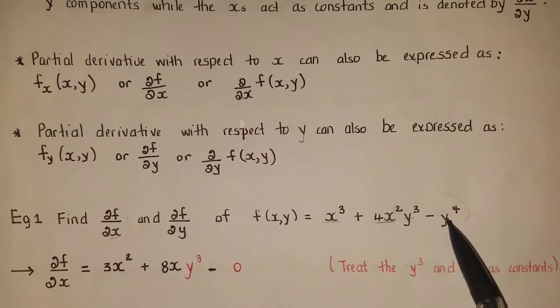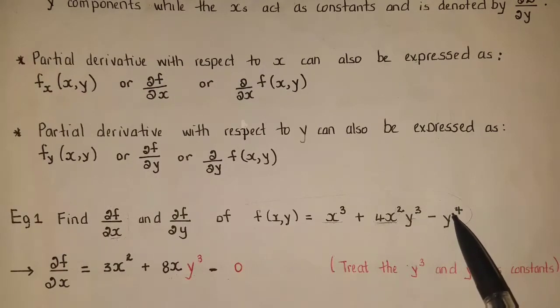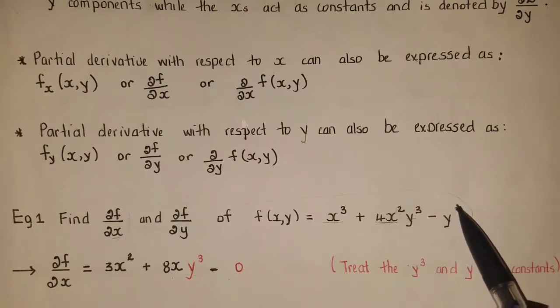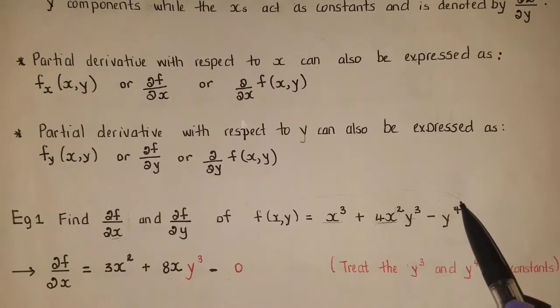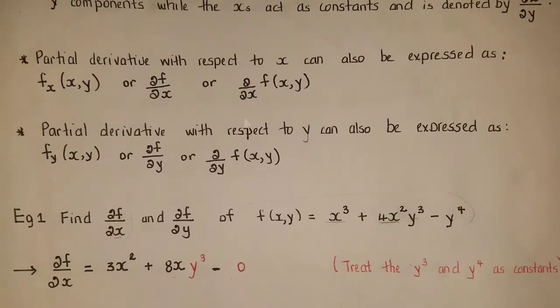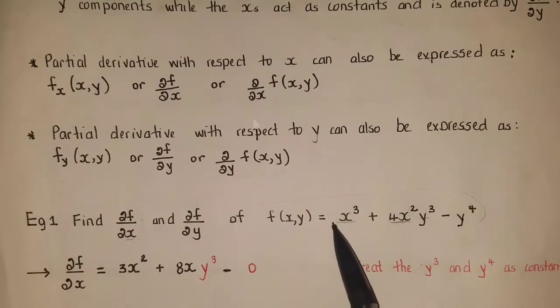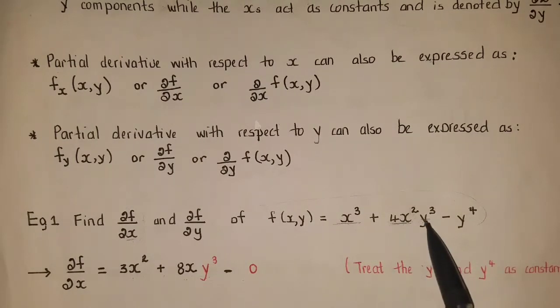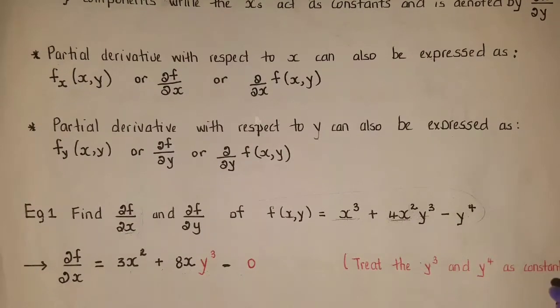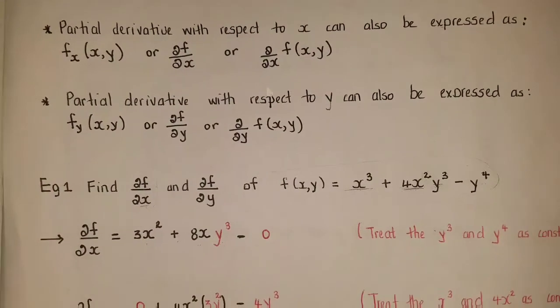On this side, remember, the y's are acting as constants, so we know differentiating a constant gives us 0. So that's why if we're finding the partial derivative with respect to x, this y to the 4 becomes a 0, because once more, we're differentiating the x components and the y's are acting as constants. So this will give us an answer, 3x squared plus 8x y cubed plus 0. You don't have to put the plus 0 at the end. So that is our answer.